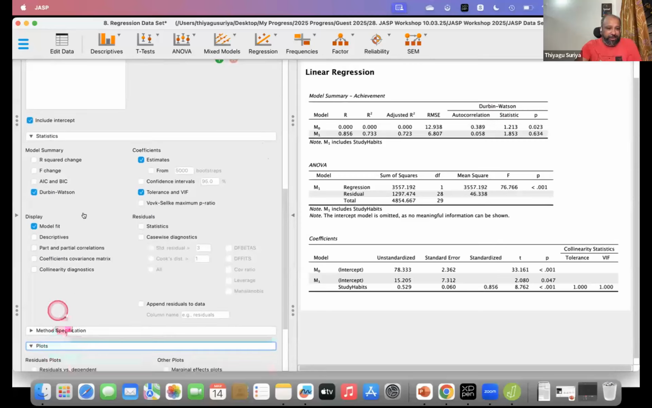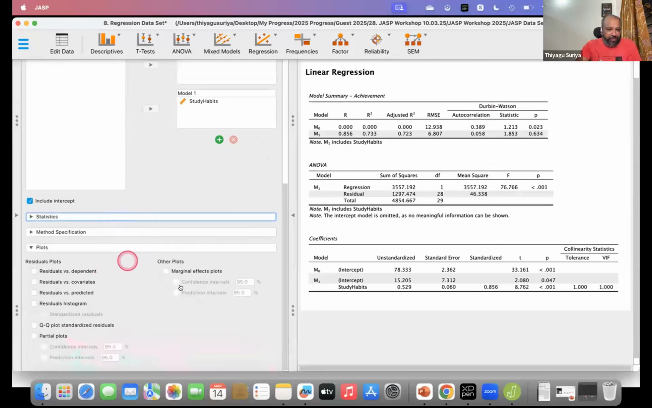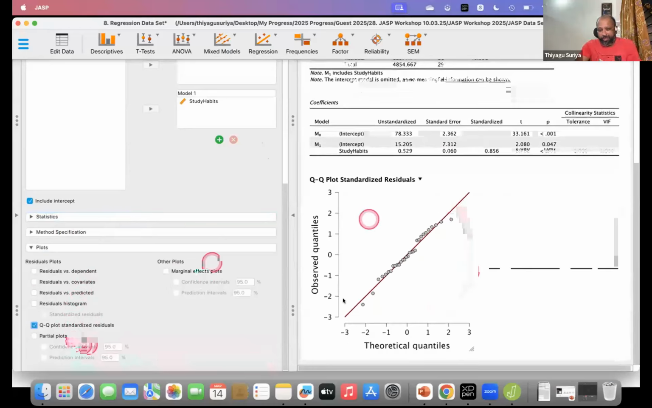Suppose you want to get some kind of graphic representation, go to the plots. We have the graph like the QQ plot of standardized residuals. Now we can see this is also talking about normality. Is this data set satisfied? The residual error also satisfies the normality.